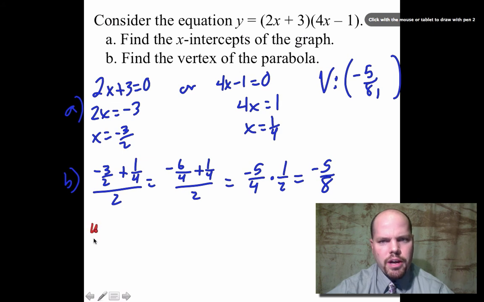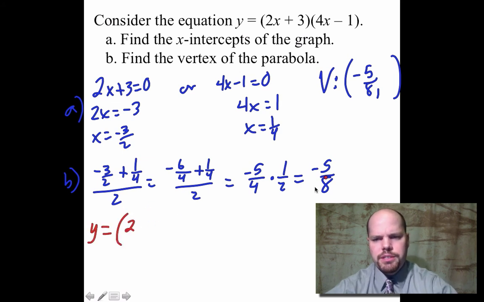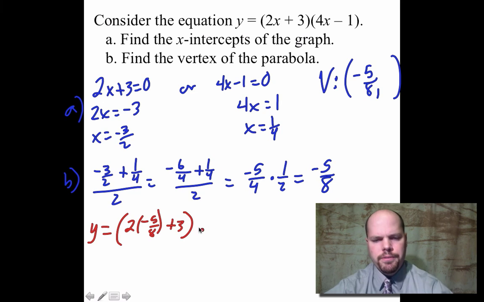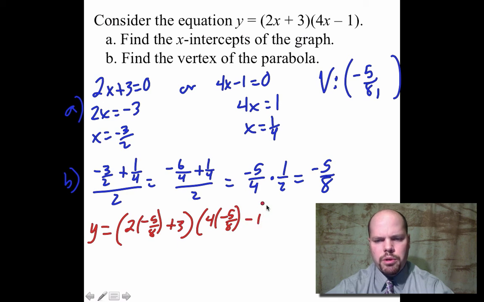So it's going to be y equals the quantity 2 times x, so 2 times negative 5 eighths, plus 3. So I plugged it into the first quantity. Then I'm going to go 4 times x, so 4 times negative 5 eighths, minus 1. Okay, so we need a little simplifying here.